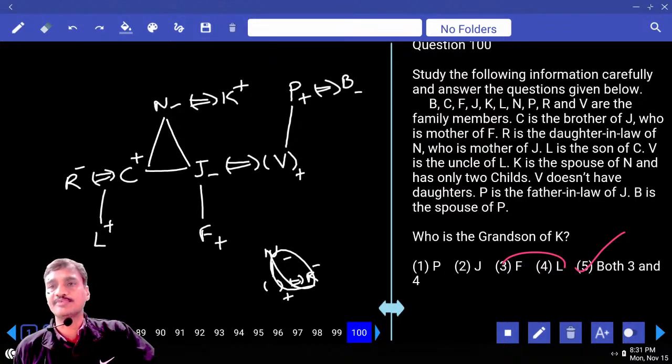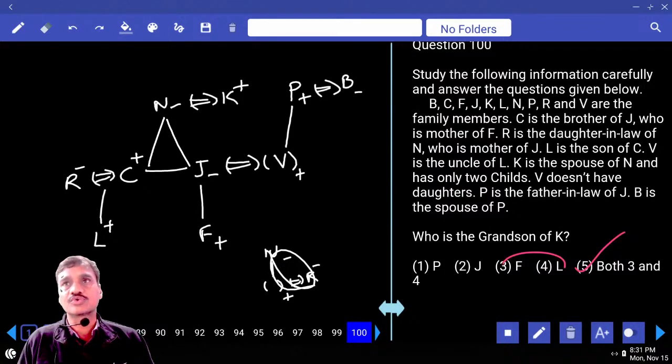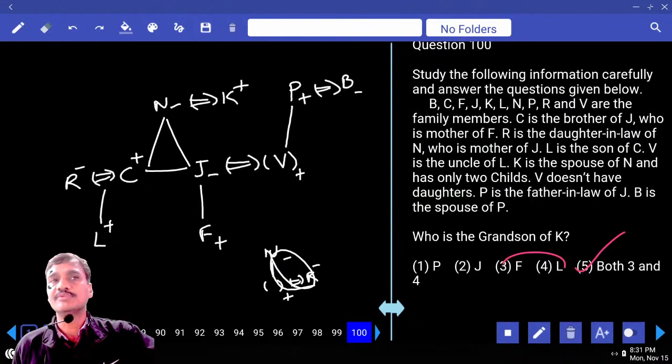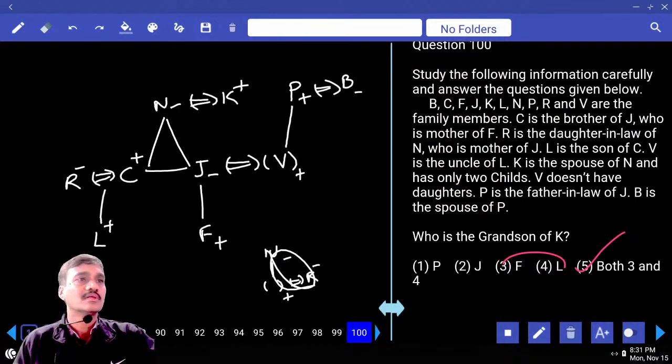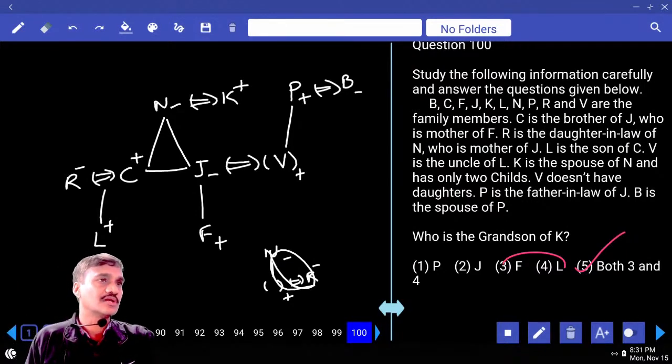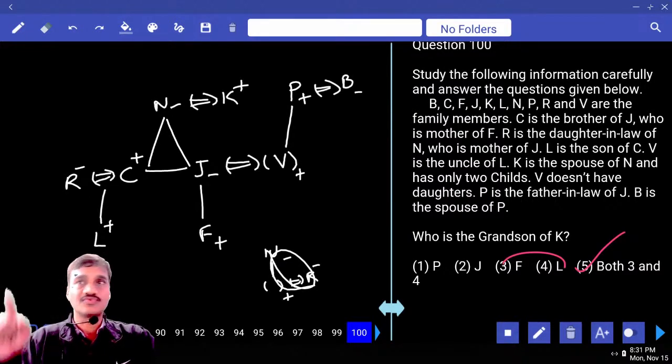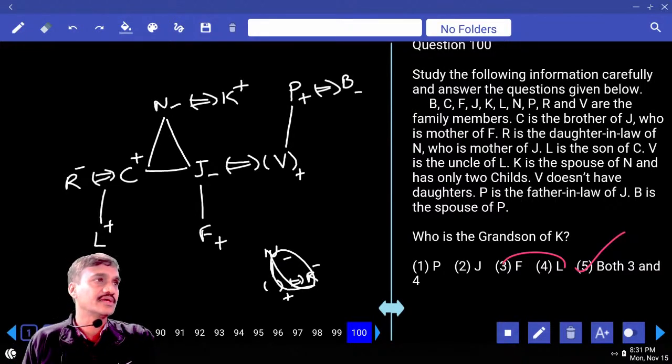Are there any doubts in this paper? And the next is Quant. Ready? Okay, I'll come at the last. After English is finished, we will come again.